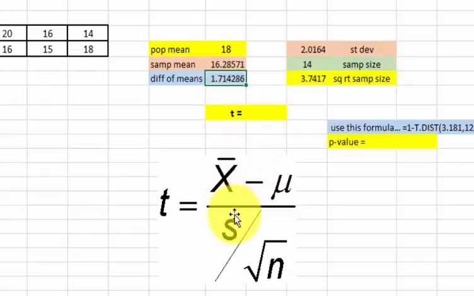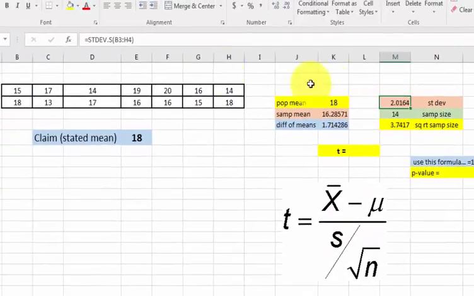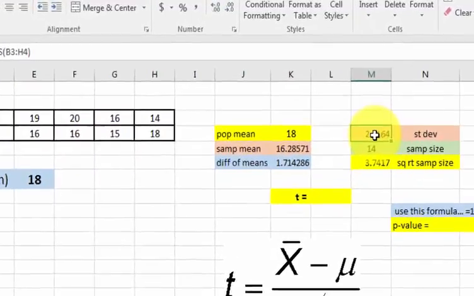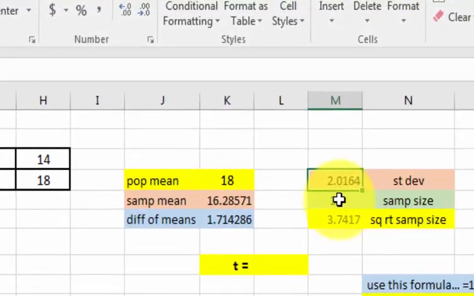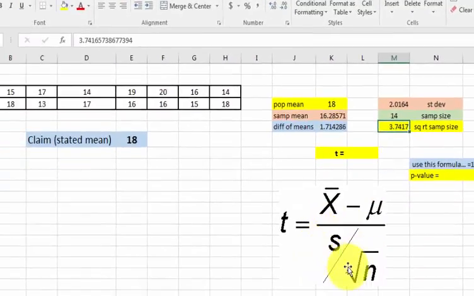Second part, s is the standard deviation. So what I did was I clicked the cell, and I just did a standard deviation for that set of data as well. And I got that number for the standard deviation. And the n is the number of people in the study, and there was 14. And this number is the square root of 14, which is 3.7. That was my bottom number.